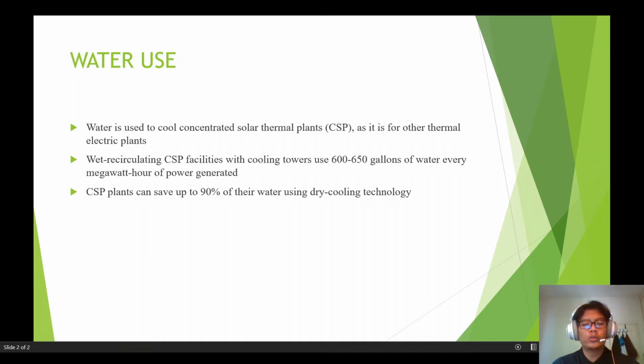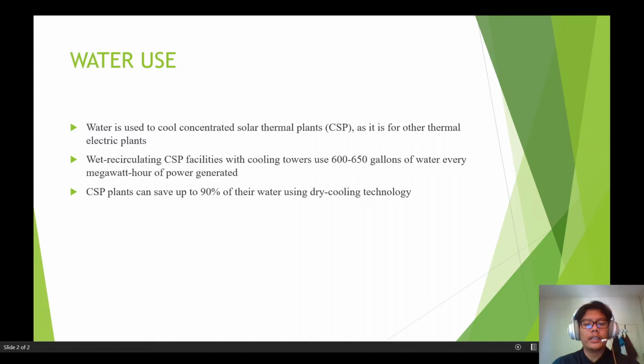Water is used to cool concentrated solar thermal plants, or CSP for short, as it is for other thermal electric plants. A recirculating CSP facility with a cooling tower uses 600 to 650 gallons of water per megawatt-hour of power generated. Water withdrawal is higher in CSP facilities with once-through cooling, but total water usage is lower because water is not lost as steam. CSP plants can save up to 90% of their water using dry cooling technology.